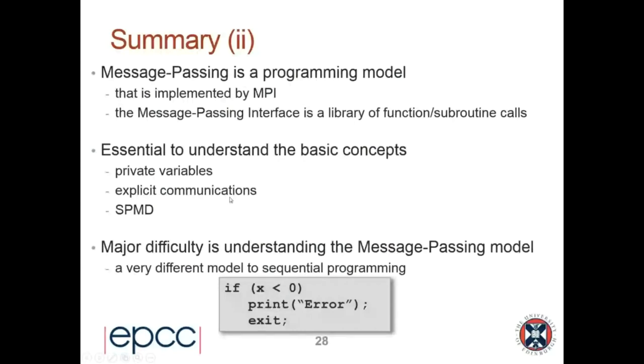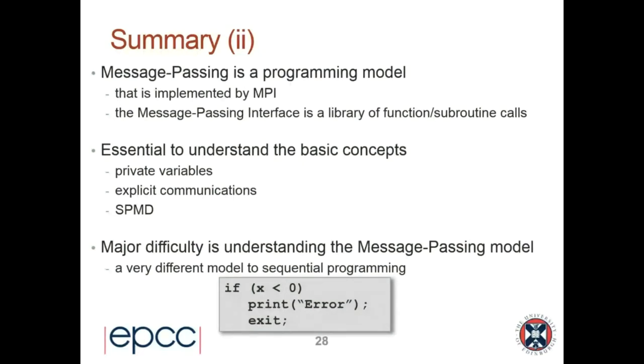Summary: the message passing programming model is implemented in MPI. I said MPI is the only game in town. However, I like to encourage people to think about the message passing model first. How am I going to implement this using send and receive in the SPMD model? And then say, okay, what are the MPI routines? Which particular functions or subroutines should I use? It's essential to understand these basic concepts.